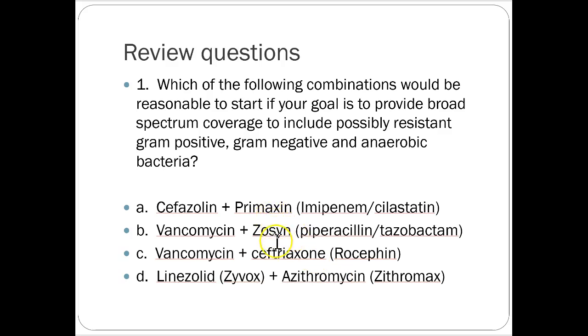So you're between B and C, and between these two, Zosyn, or piperacillin-tazobactam, is going to be the more broad spectrum. It's going to cover more resistant pathogens. It's also going to have anaerobic coverage. Ceftriaxone is a really great drug. It's fairly broad spectrum. It just doesn't cover Pseudomonas. It doesn't really have appreciable anaerobic coverage. So B is the correct answer here.